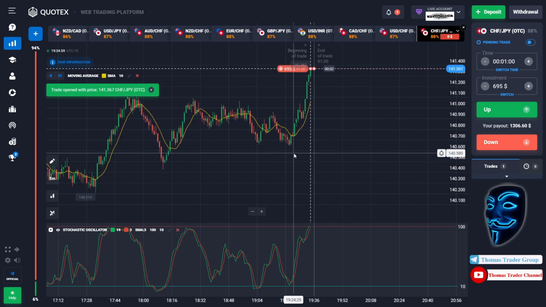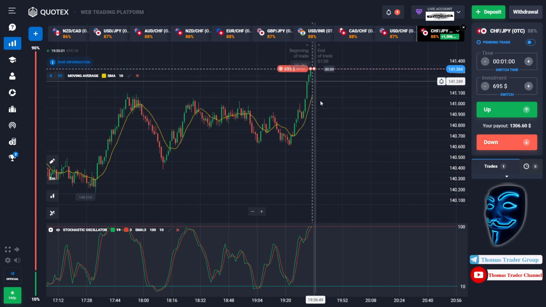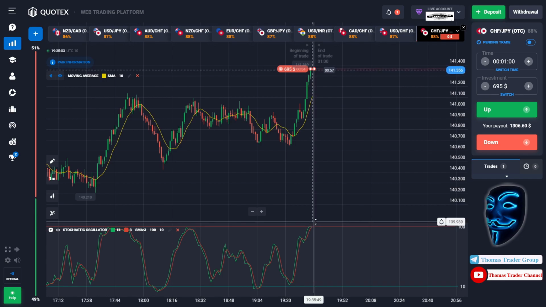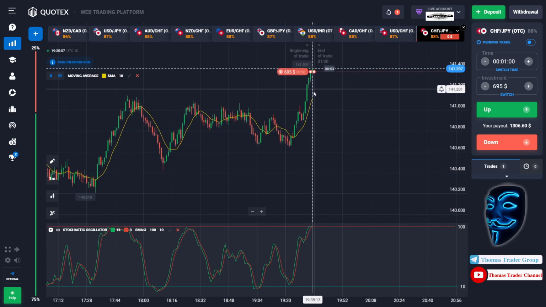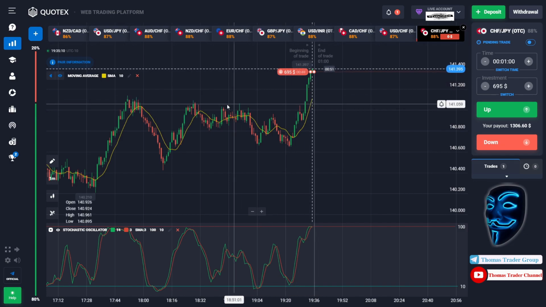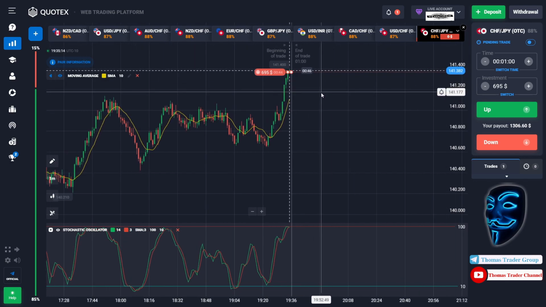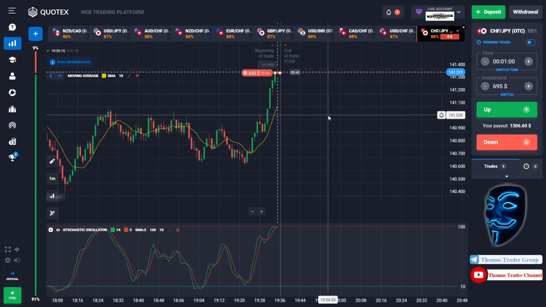As you can see, the market is going bullish, but the market has already touched the overbought area. When the market touches the overbought area, it will make a rebound and it will make a correction to the moving average line or the support area before it continues the bullish trend. Let's prove it and let's wait till the end of our trade.